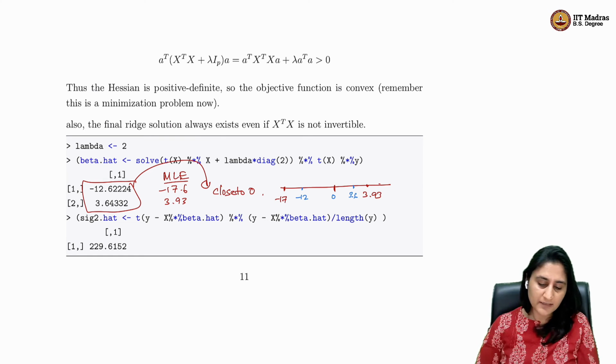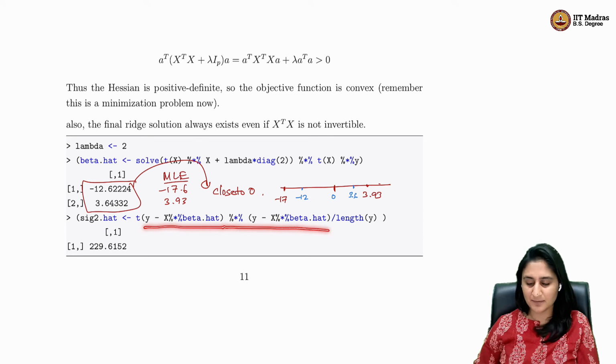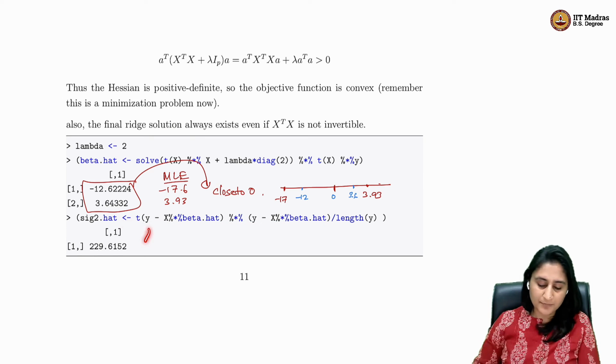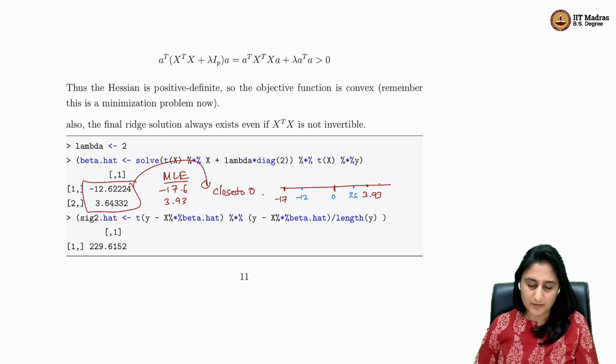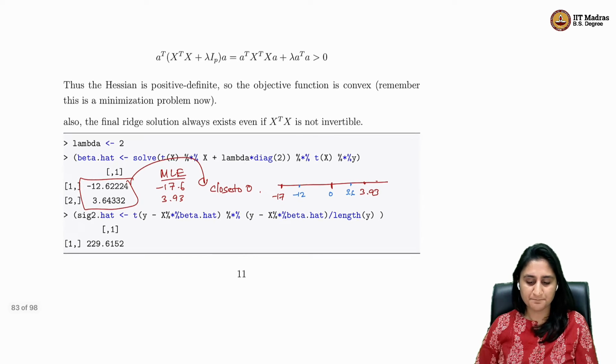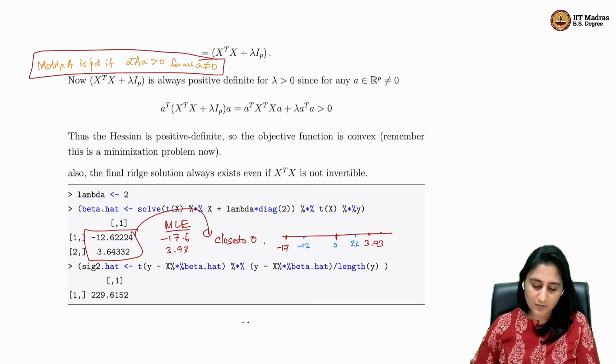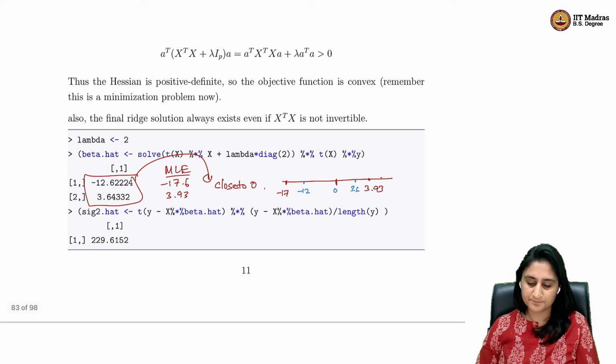Similarly, I can also calculate sigma squared by the usual method of (y minus X beta) transpose (y minus X beta), divided by the length of the sample. That's the usual method that will remain in this case as well. So moral of the story is if X transpose X is not invertible, we can still implement ridge regression to get another type of estimator of the regression coefficient that also works fairly well and looks all right to us as well.